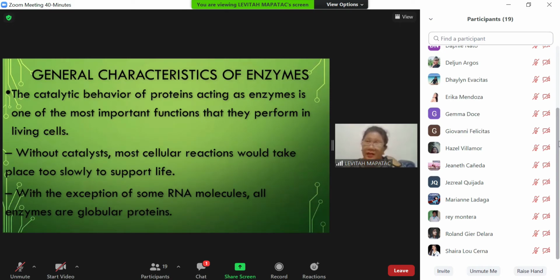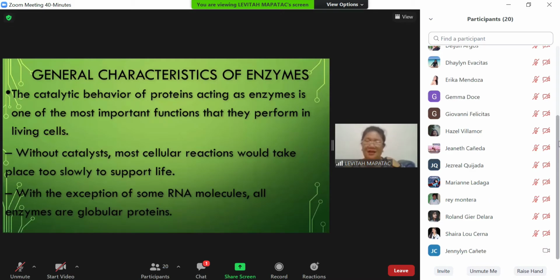So, enzymes support life. Okay. The exception that is not an enzyme protein is the RNA molecules, no? So, most of the enzymes, they are globular proteins. No? Enzymes are globular proteins. We had already discussed that in our previous chapter, I think this is chapter 3. Yeah, chapter 3. Chapter 4 is lipids. Okay?